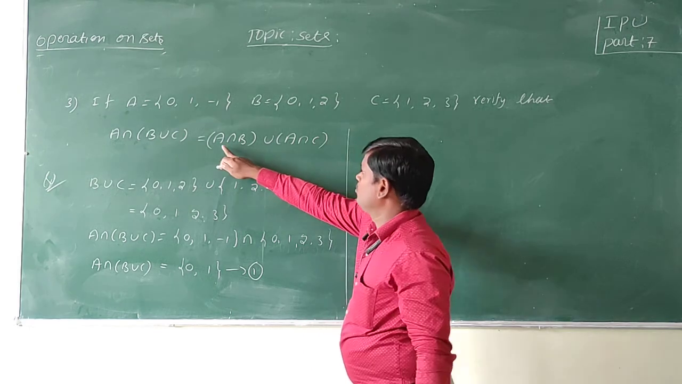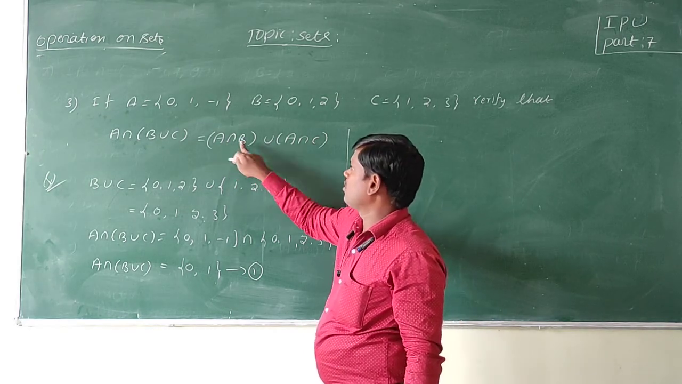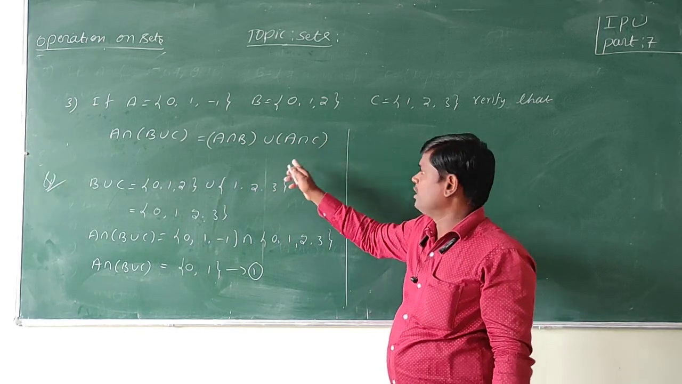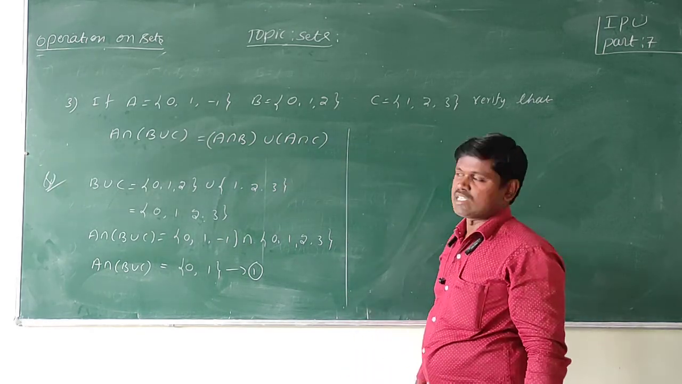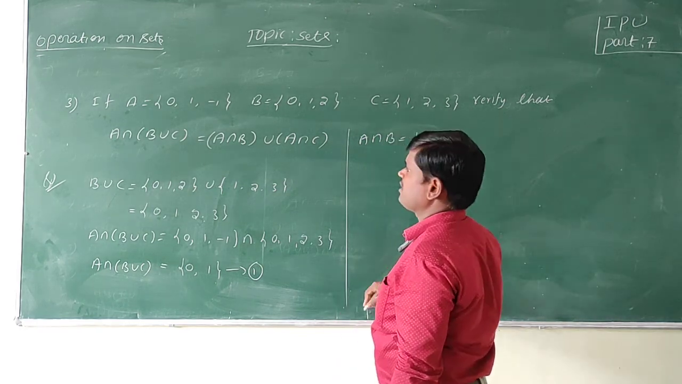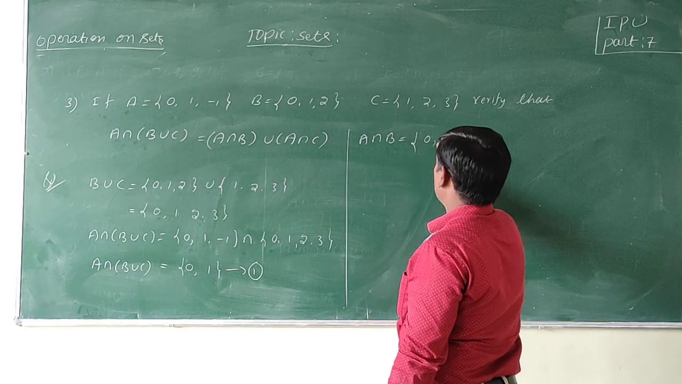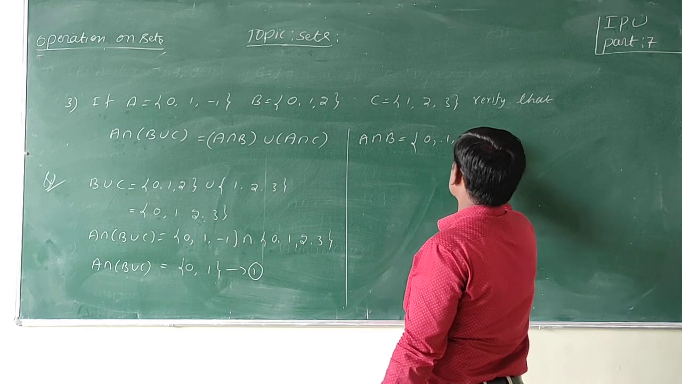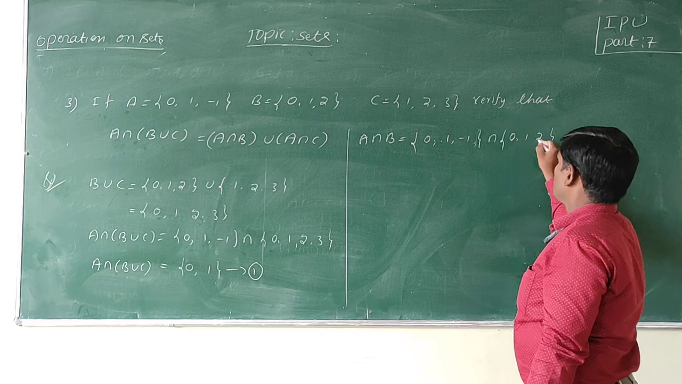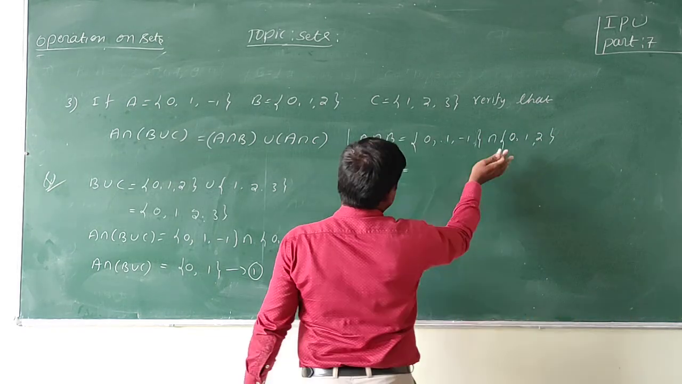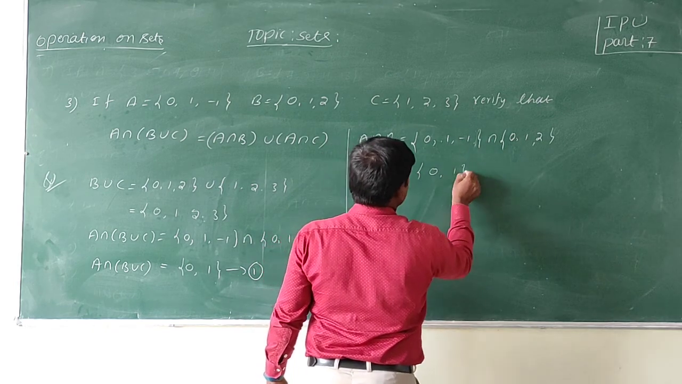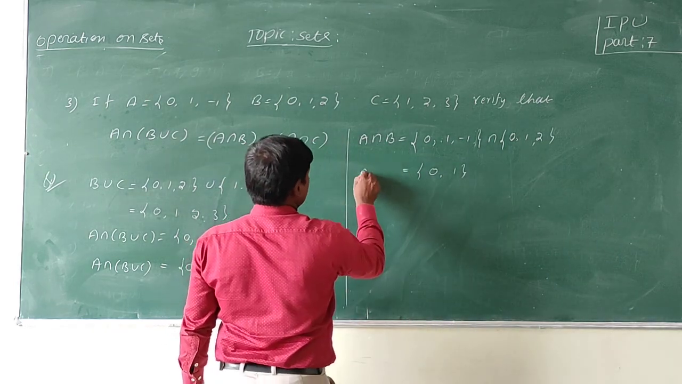To find the RHS, first we need to find A intersection B and A intersection C, and then we are going to union those two sets. First, A intersection B. A is {0, 1, -1} and B is {0, 1, 2}. The common elements which belong to both A and B are 0 and 1. So this is A intersection B.